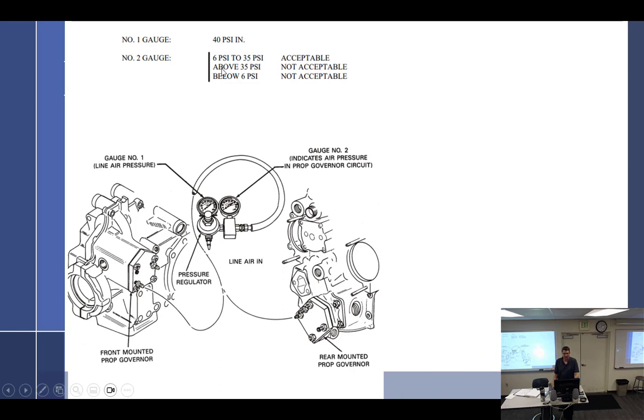That's a really big range. Above 35 is not acceptable, and below 6 is not acceptable. Wait a minute. So you're putting 40 psi in the number one gauge, so you're just going to have loss no matter what. So if it goes over 35, you've got a blockage. That's the problem. And if it goes below 6, the transfer collar is gone.